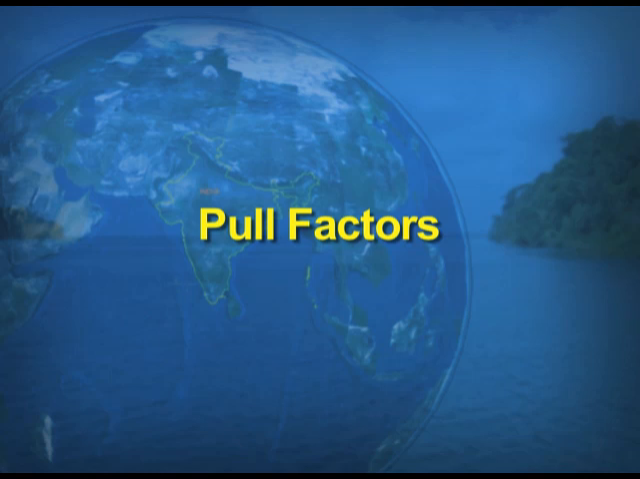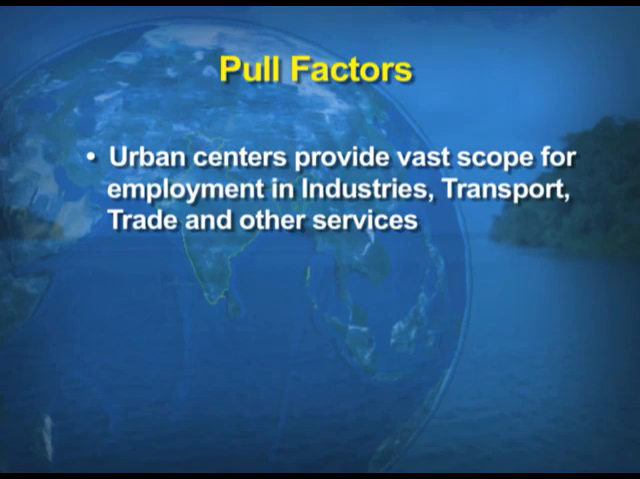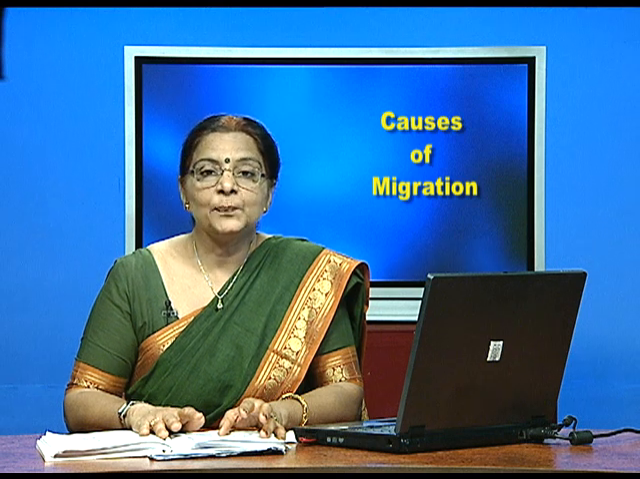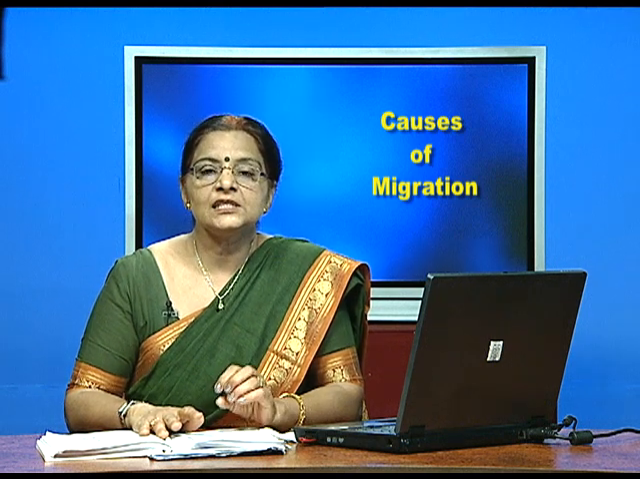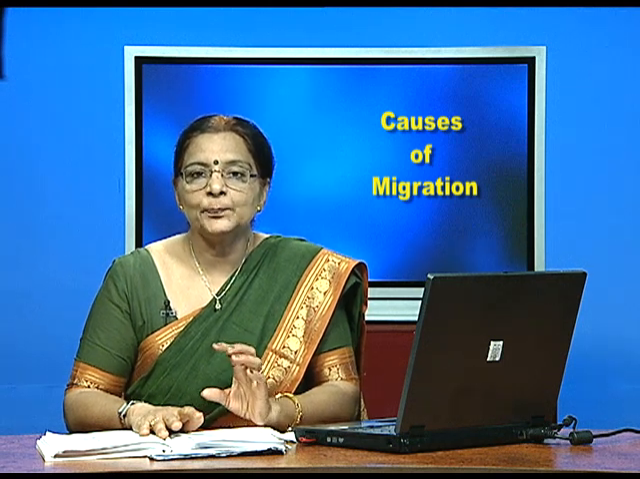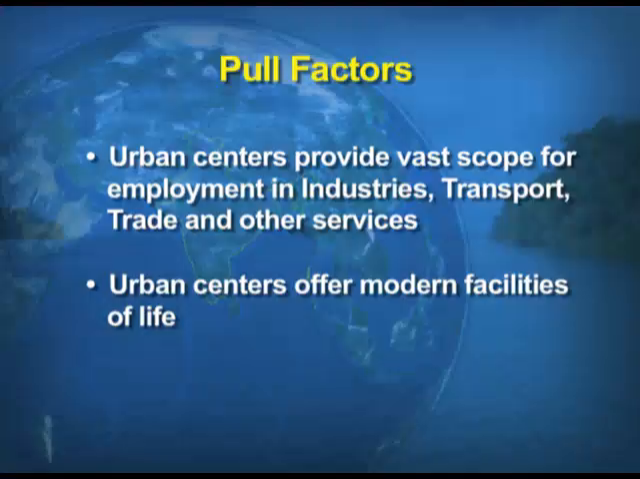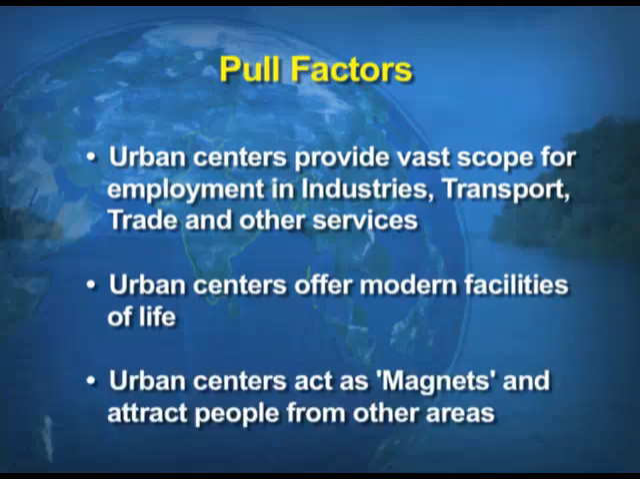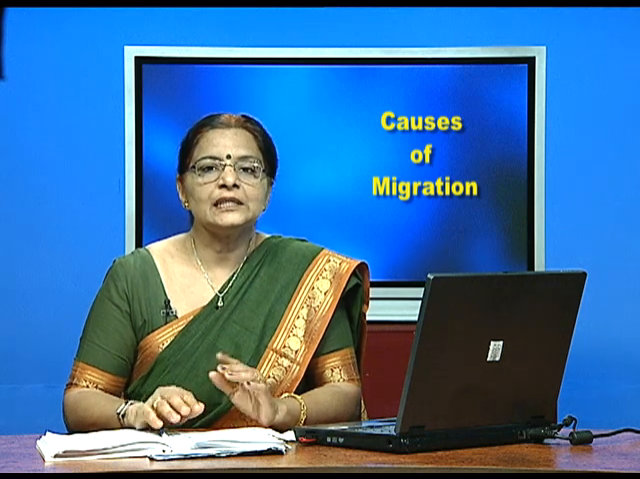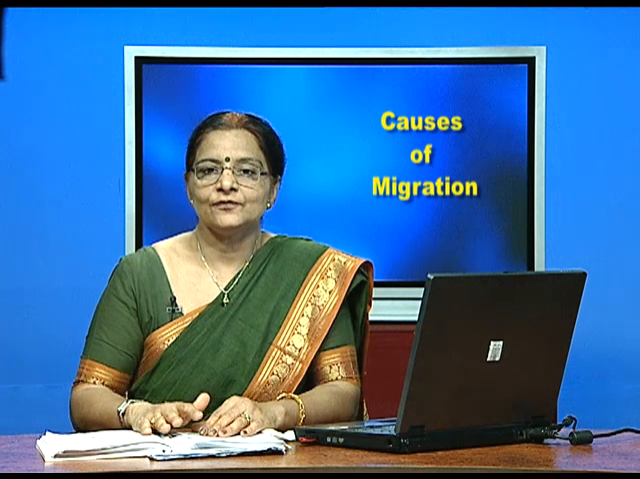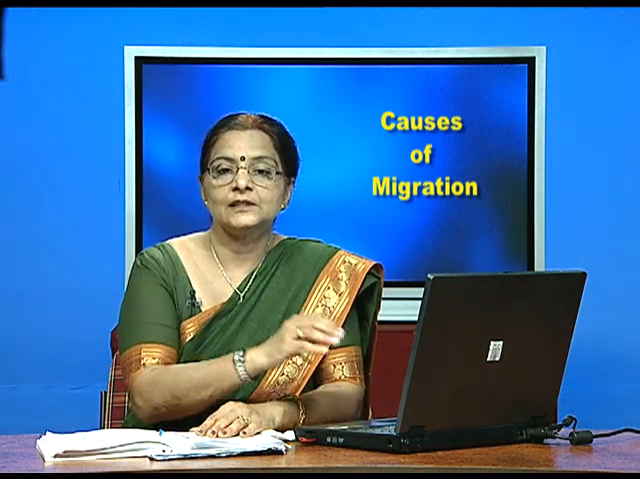As the term itself interprets, pulling means the urban centers provide vast scope for employment in industries, transportation, trade and other services. So, when people get better opportunities of employment, that is the pull factor. That means those areas pull the people towards their side. And the urban centers offer the modern facilities of life. This is also an attraction to the people. Urban centers act as magnets and attract people from other areas. So, when people get better opportunities or better facilities of life, all these factors are termed as pull factors.